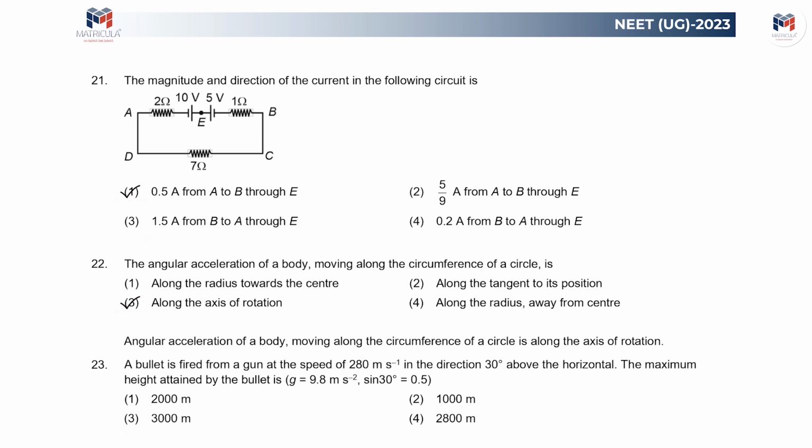Question number 23. A bullet is fired from a gun at the speed of 280 meter per second in the direction 30 degree above the horizontal. The maximum height attained by the bullet is, where g equal to 9.8 meter per second square and sine 30 degree equal to 0.5. The answer is option 2, 1000 meter.